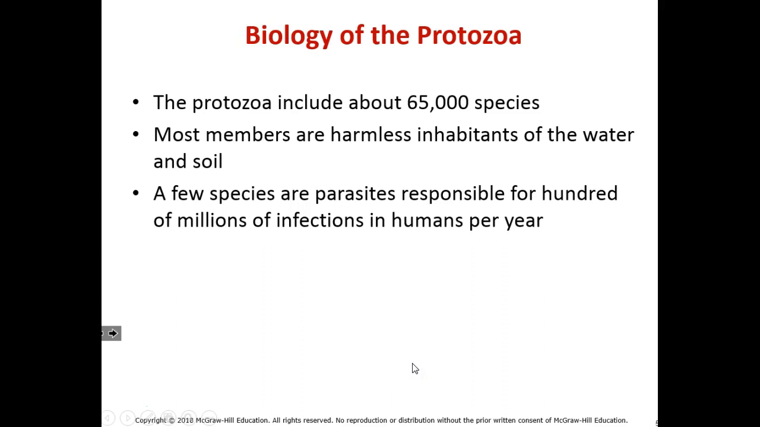Biology of the protozoa. The protozoa include about 65,000 species. Most members are harmless inhabitants of the water and soil. A few species are parasites responsible for hundreds of millions of infections in humans per year.